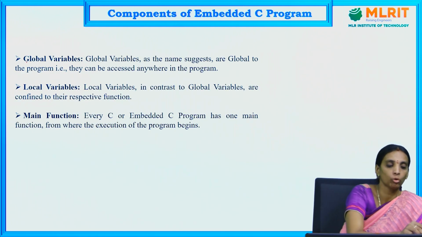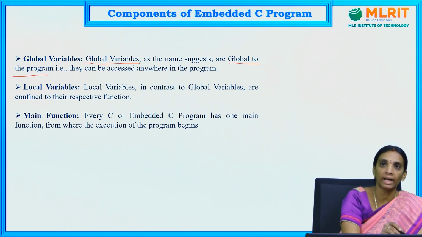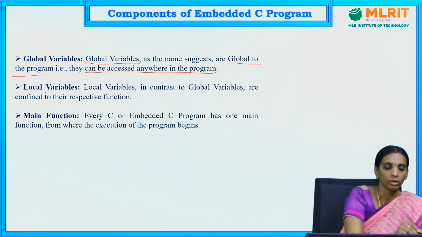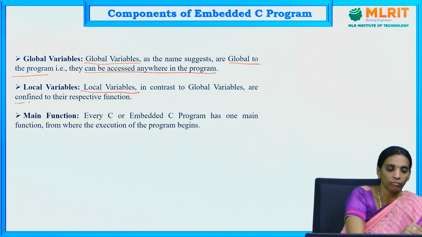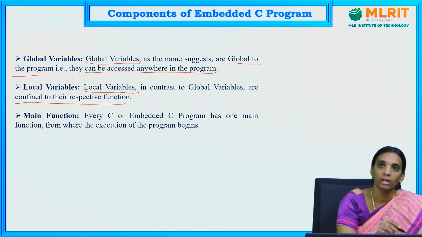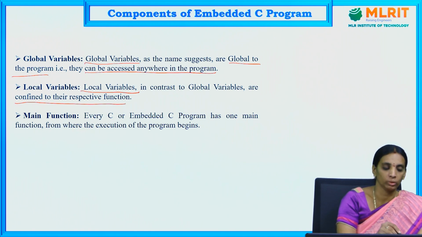Next one is global variables. Global variables are global to the program, which means they can be accessed anywhere in the program. Local variables are the reverse of global variables. That means they are particular to that function only. They are confined to their respective function, available and used in that function only, and not used globally.